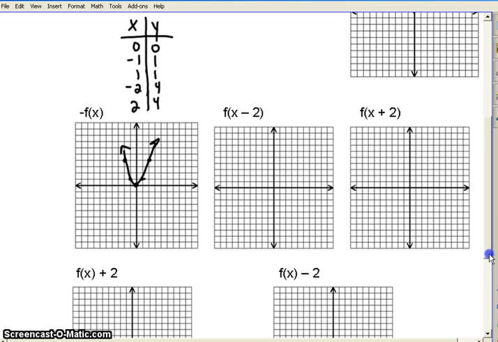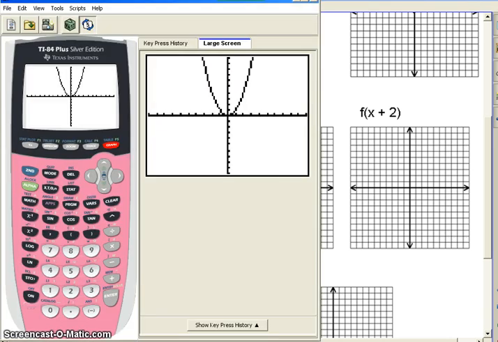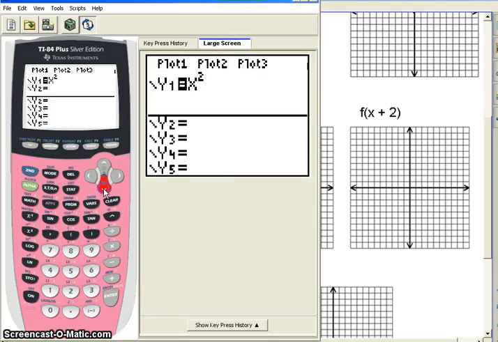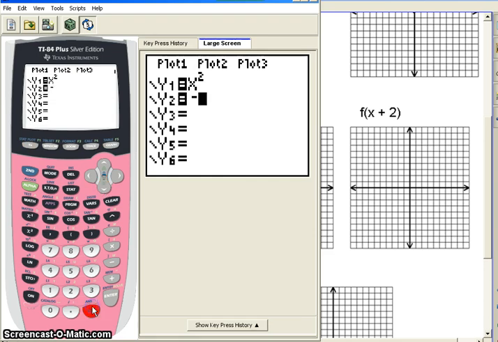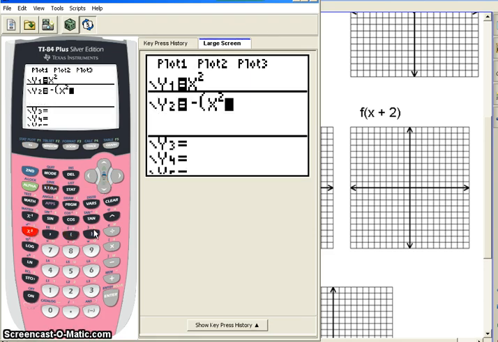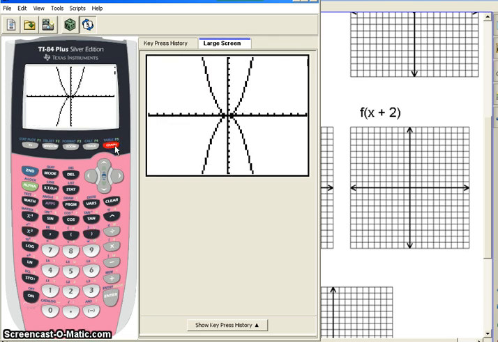All right, the negative in front means I'm going to make the entire function negative. Let's go to the calculator to see what that looks like. I'm going to put negative in front of the entire function, and then graph it. Okay, the entire graph was flipped.